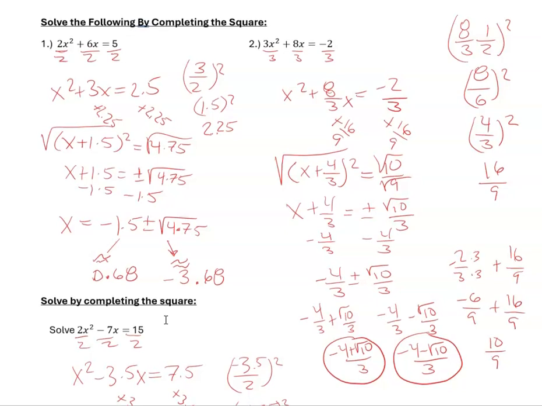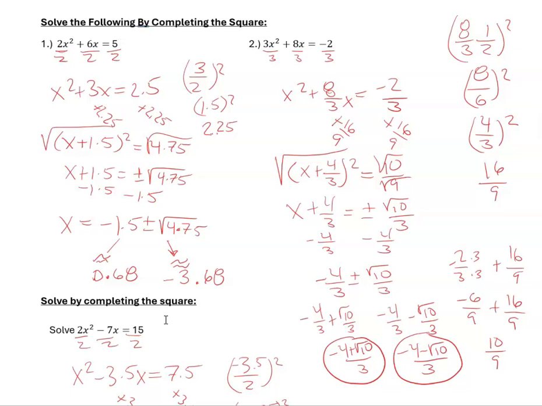Now let's take a look at these next problems. The first one, you are going to divide by 2 on all of them. You end up getting x squared plus 3x equals 2.5. And that is now an a value that is 1, so we can complete the square. So you are going to do half of b, and you're going to square it, and you get 2.25 is what you're going to add to both sides.